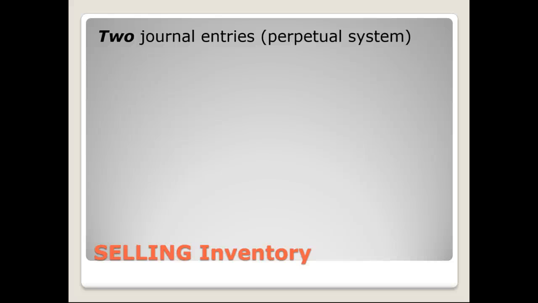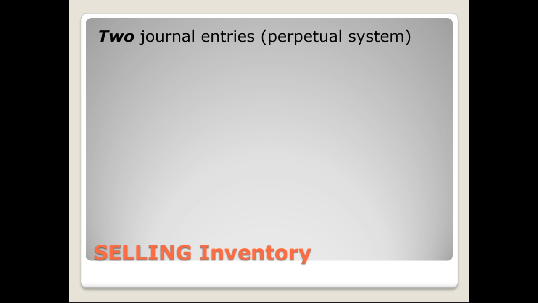Welcome back to Chapter 6. We just dealt with how you account for the purchase of the inventory that you'll use to sell. Now we're going to deal with how you account for what happens when you sell inventory. Every time a business sells some of their inventory, there must be 2 journal entries in the perpetual method.